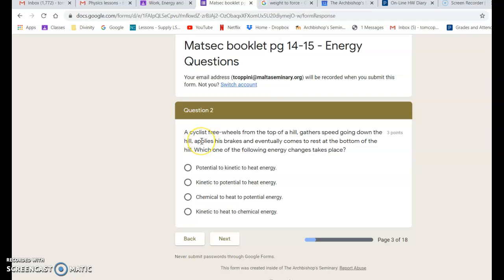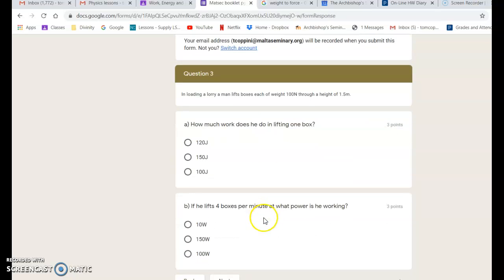So you have to start from the beginning and you have to divide the situation in steps. So he's freewheeling from the top of a hill. He's gathering speed. He's applying the brakes and he's coming to rest at the bottom of the hill. Which energy changes is he going through step by step? Think about it a bit. So now we'll go to the next question.